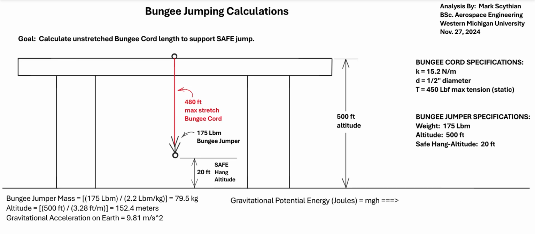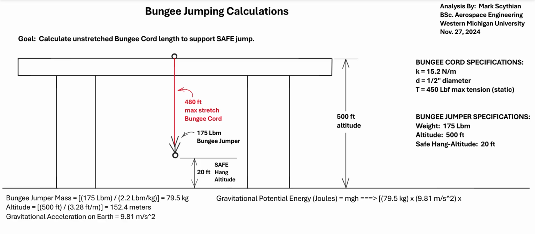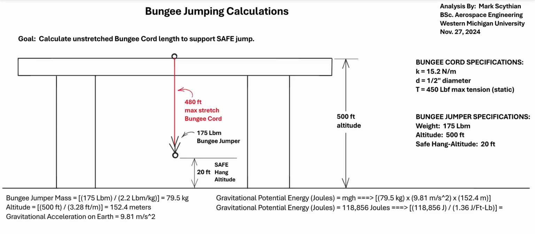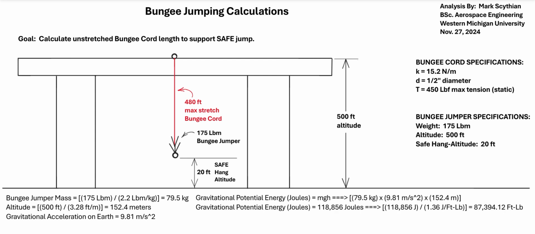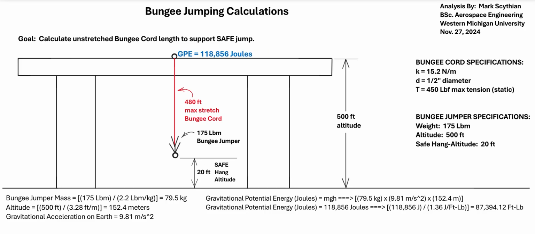So the next step is to then compute the jumper's gravitational potential energy in joules. This is the product of multiplying the jumper's mass times gravitational acceleration times the height. And so when we carry out that calculation, we compute 118,856 joules of gravitational potential energy of the jumper prior to the jump. So this is also equal to 87,394.12 foot-pounds of gravitational potential energy. So then we'll write that in at the top of the bridge here.